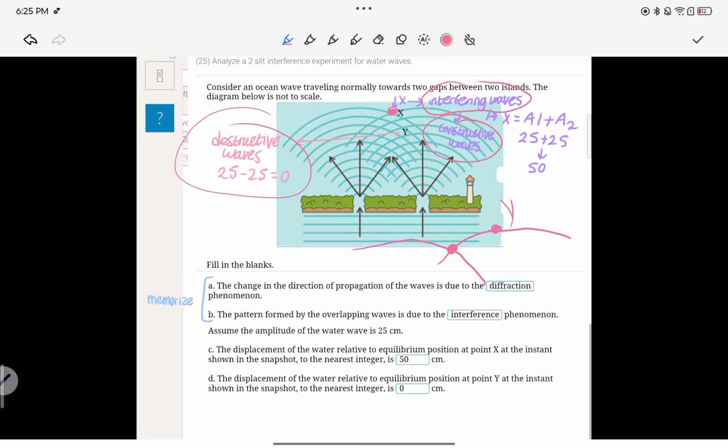Okay? You have to know this is this diffraction, sorry, and the pattern formed by the overlapping of waves is called interference. It's due to the interference phenomenon.